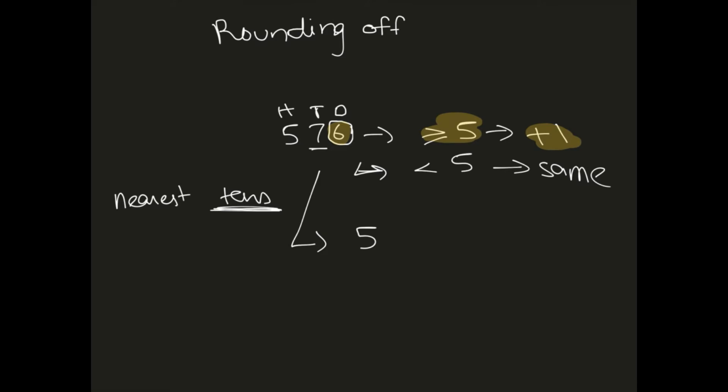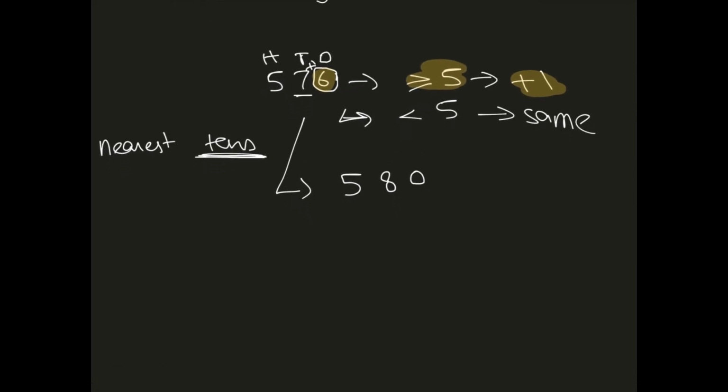Now, because our first condition was fulfilled and we were told to add 1, we add 1 to 7. So 7 plus 1 is 8. So instead of 7, we write 8. And anything on the right hand side of the underlined number becomes 0. So even if we had a bigger number, let's look at a bigger number.